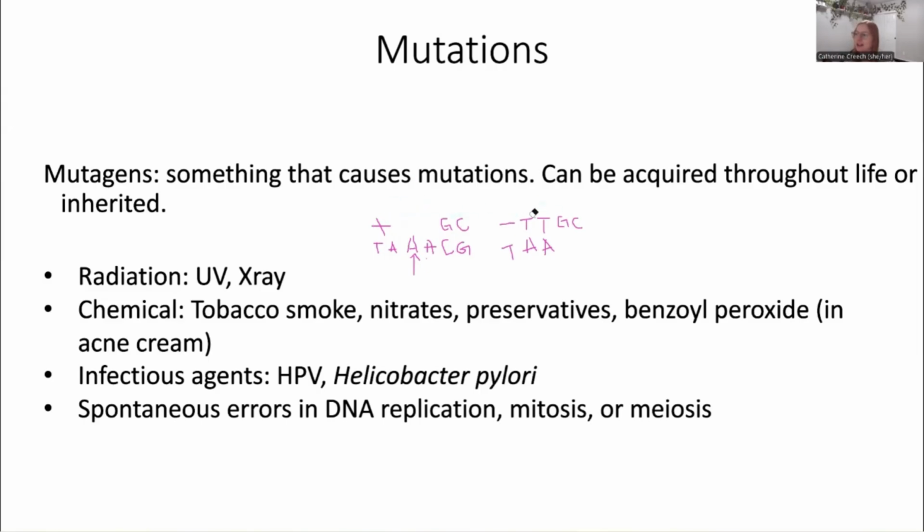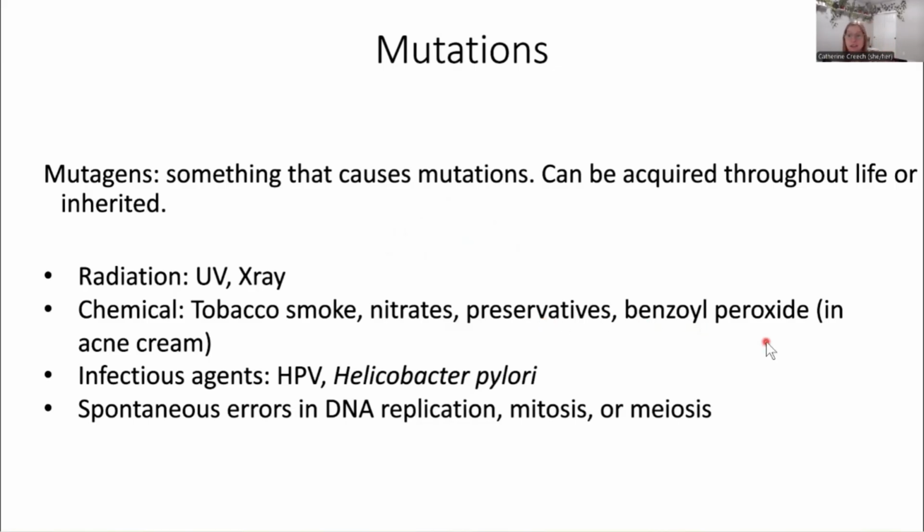We also can get mutations from certain kinds of chemicals. Examples being tobacco. We know that tobacco causes cancer. Nitrates are what we use to preserve meats. Preservatives in food in general. We have a lot of weird additives and preservatives in our ultra-processed foods. Benzoyl peroxide, which is used in acne creams.